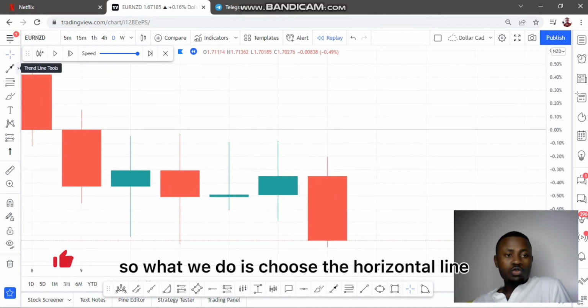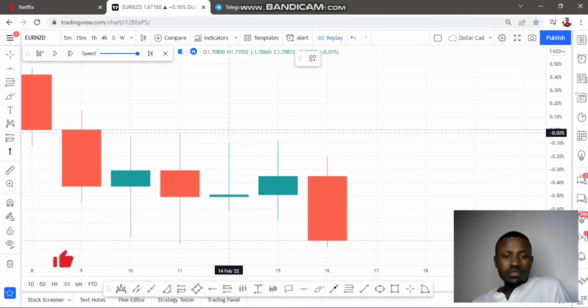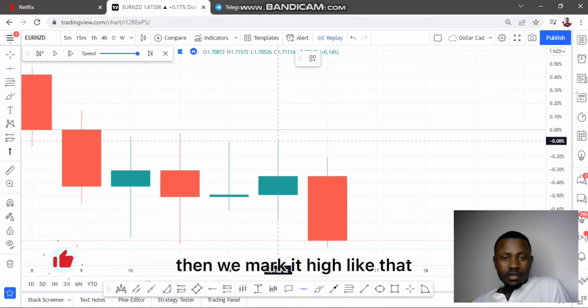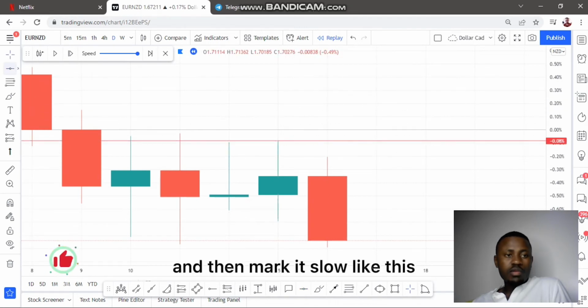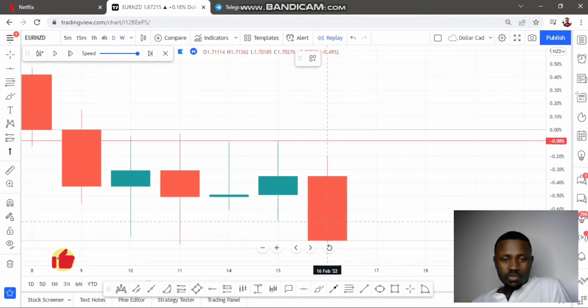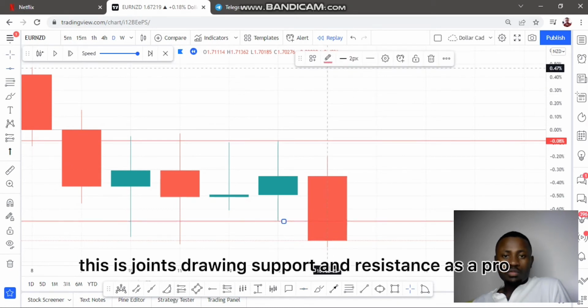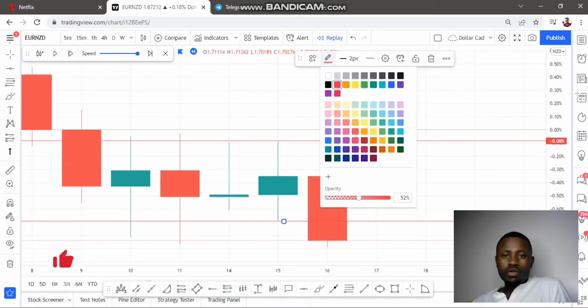So what we do is choose the horizontal line. Then we mark its high like that, and then mark its low like this. Then we name that green.